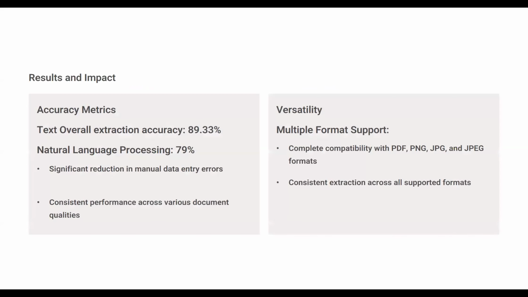So next, I would talk about the results and impact. We have evaluated the performance of our system and achieved an overall text extraction accuracy of 89.33%. This significant accuracy highlights the effectiveness of our combined approach of image pre-processing with OpenCV and text recognition using Tesseract OCR.